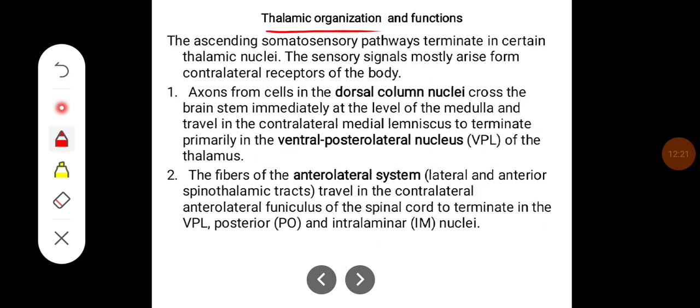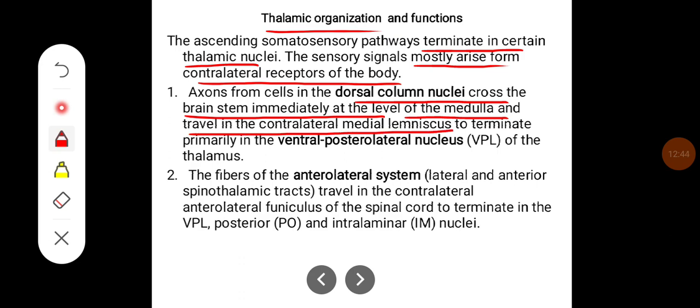Thalamic organization and their functions. The ascending somatosensory pathways terminate in certain thalamic nuclei. The sensory signals mostly arise from contralateral receptors of the body. Axons from the cells in the dorsal column nuclei cross the brainstem immediately at the level of the medulla and travel in the contralateral medial lemniscus to terminate primarily in the ventroposterolateral nucleus, the VPL nucleus of the thalamus.